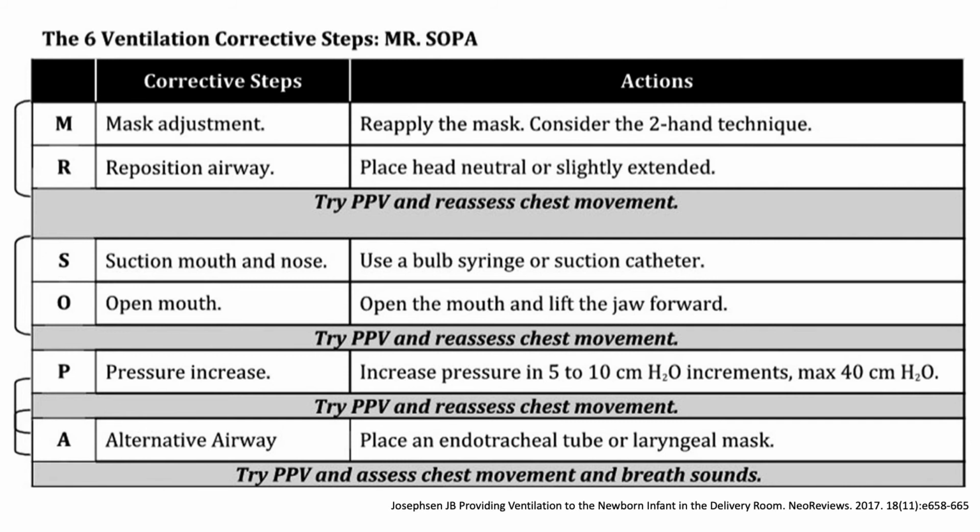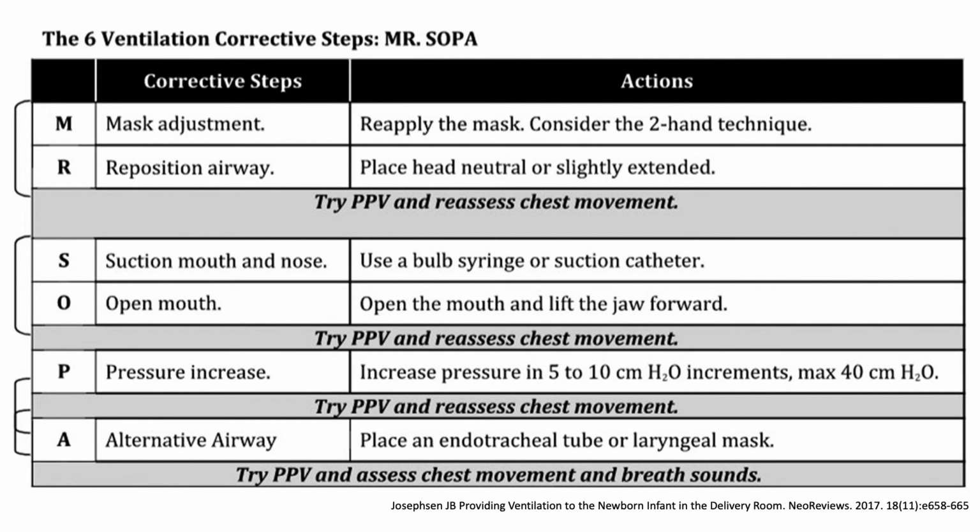Increasing the positive pressure, so trying to increase the positive pressure from 5 to 10 centimeters of water with a maximum of 40. This is a little bit more easily done if you've got a T-piece resuscitator and you can control the pressure that is delivered. However, it does mean that you can increase your efforts if you're using a BVM.